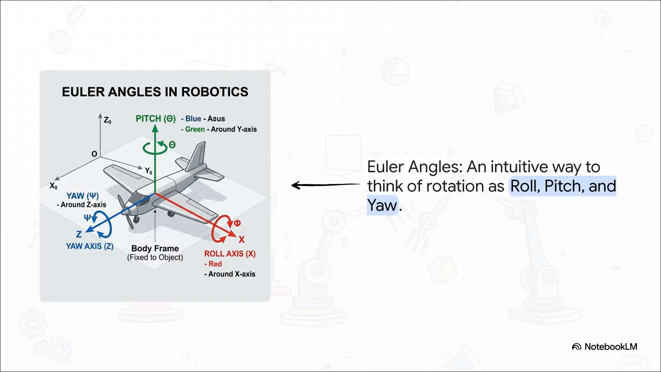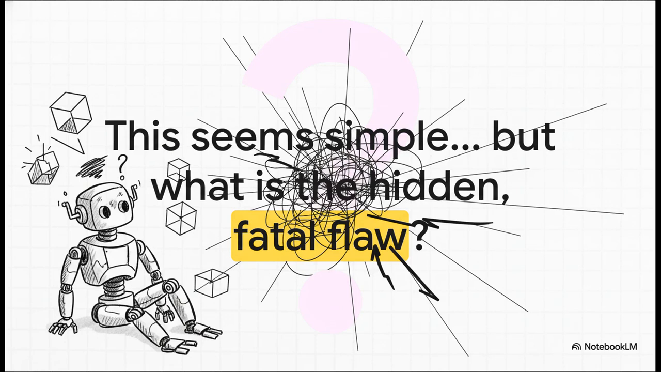Probably the most intuitive way to think about rotation is something called Euler Angles. Just picture an airplane. When it tilts its wings side to side, that's roll. That's rotation around its front-to-back x-axis. When it points its nose up or down, that's pitch. That's around the wing-to-wing y-axis. And when it turns left or right, that's yaw, rotating around the vertical z-axis. Roll, pitch, yaw. Seems pretty straightforward, right? I mean, it seems perfect. Just 3 numbers, and you can describe any possible orientation in space.